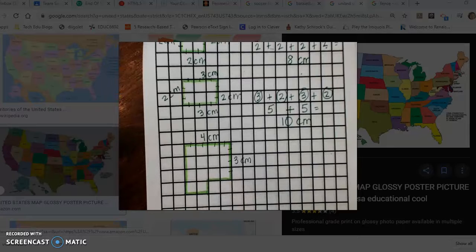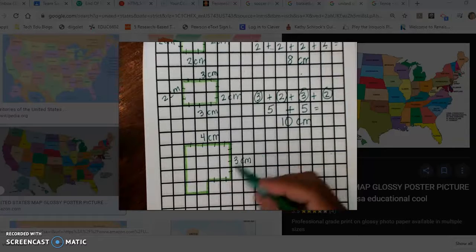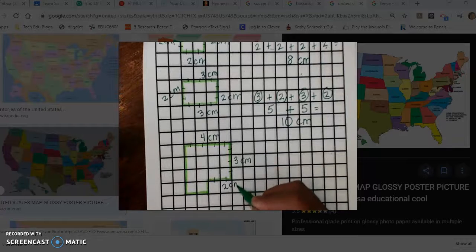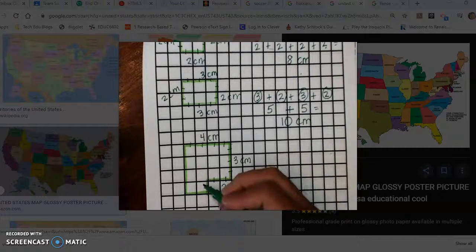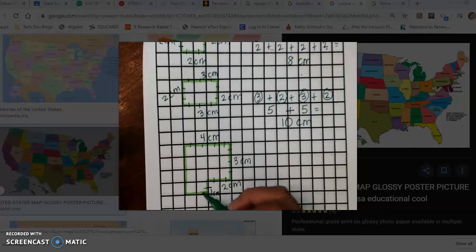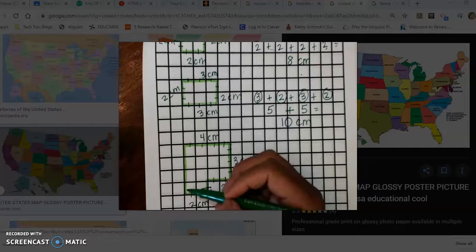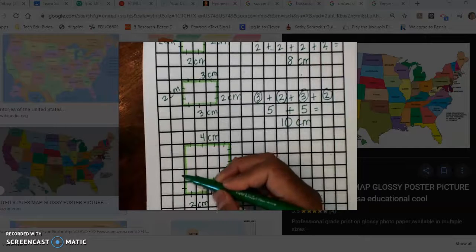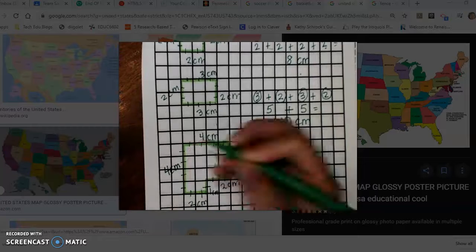measure. So let's do this little short side right here, which is only 1, 2 squares long, so that means it is 2 centimeters long. How about this little itty bitty side right here? It's only 1 centimeter long, right? 1 centimeter. The bottom here is 2 squares long, so that's 2 centimeters. And then the side right here is 4 centimeters long. So we write 4 centimeters.